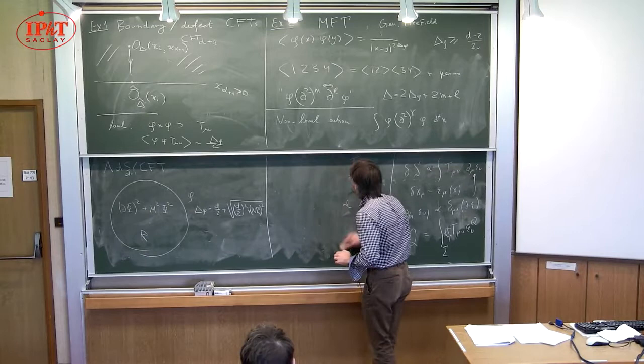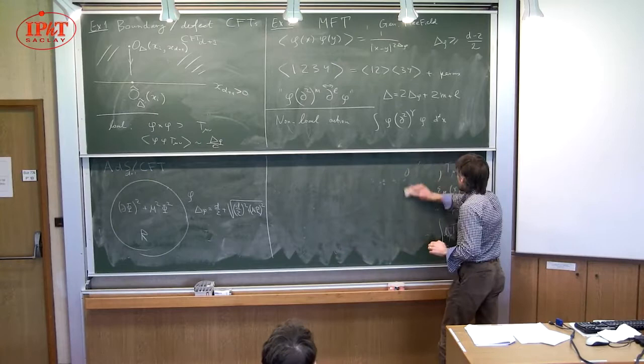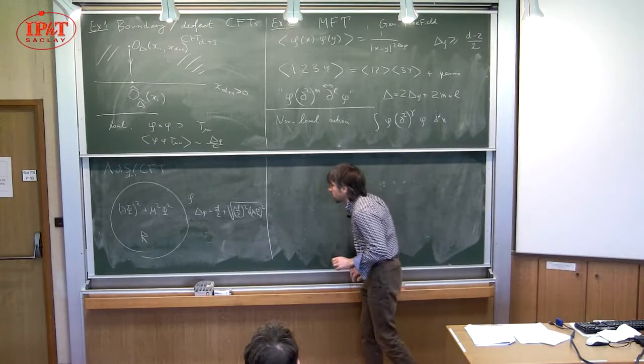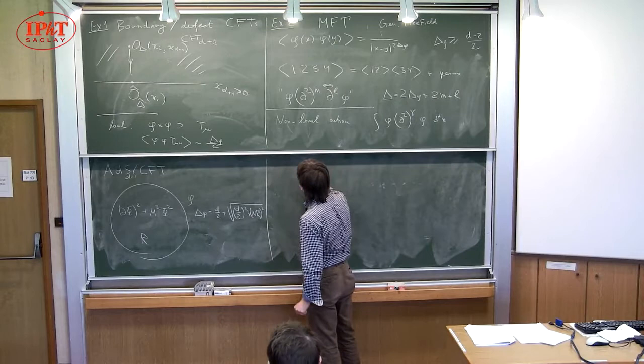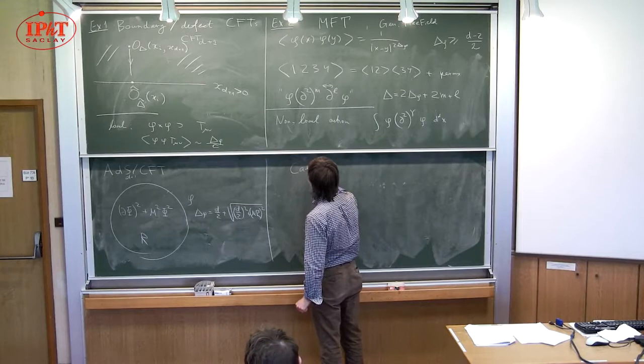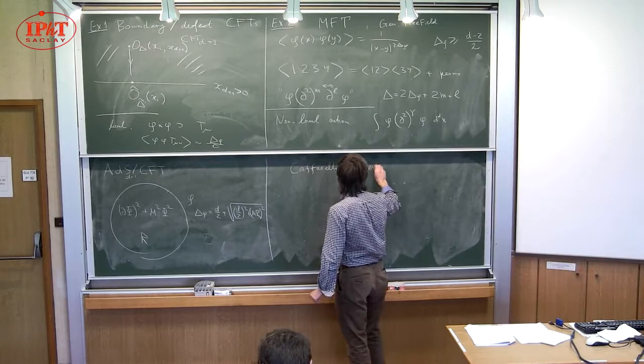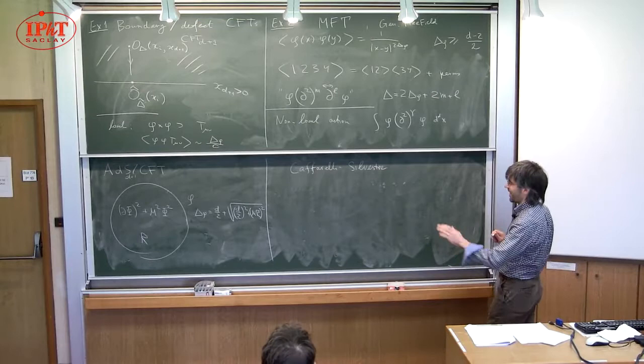So this was the first explanation. But for me, this is not my favorite explanation, actually. My favorite explanation is the second one. And this is going to lead us to some interesting physics later on. This is known as the Caffarelli-Silvestre trick. And it's actually much simpler than a CFT explanation.